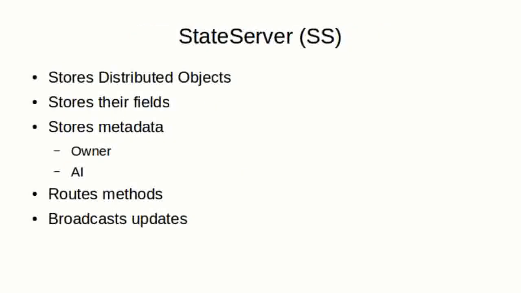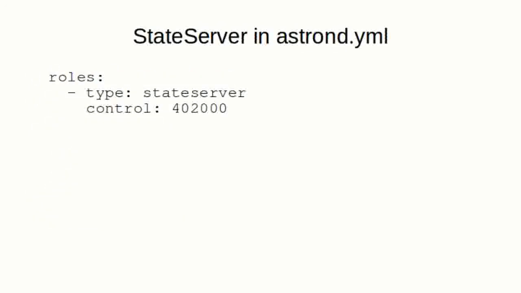Next we've got the StateServer, which is an in-memory database for distributed objects. For these, the StateServer keeps track of the values of fields as well as metadata, like on which channel an Astron repository is managing the object, or who the owner of the object is. They also take part in routing method calls and broadcast updates about field values to all interested participants that may see those updates. The only configuration option for state servers is which channel it should subscribe to for control messages.